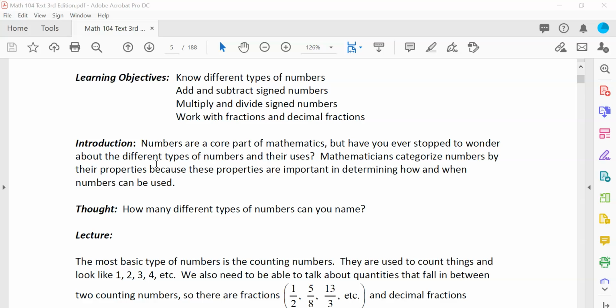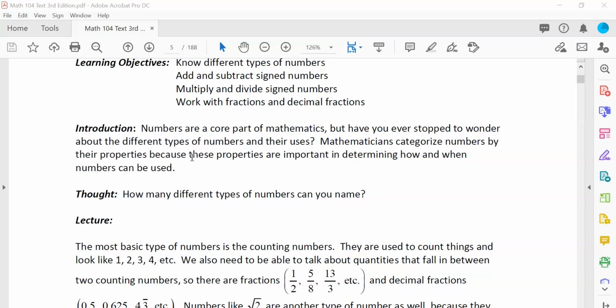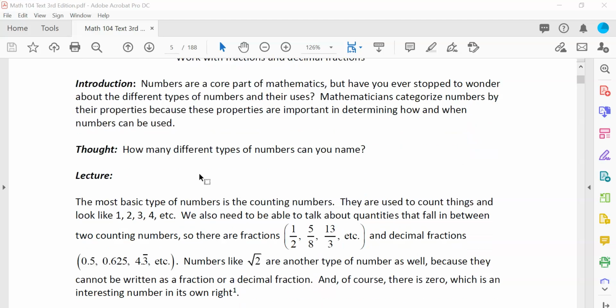Numbers are the core parts of mathematics, but we're going to talk about, in this case, the types of numbers and their uses. So we're going to categorize some numbers. We're not going to focus too much on that, but I just want to talk about that so that later on in the semester, when I talk about different numbers, we'll know what those mean. And then look at some properties, obviously, of numbers.